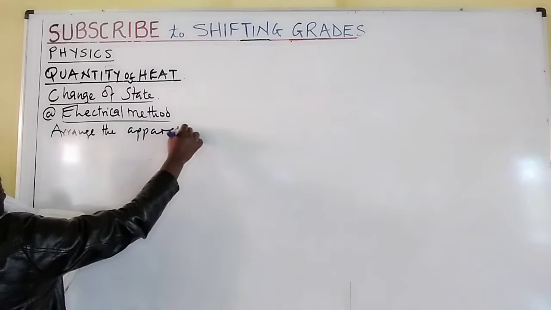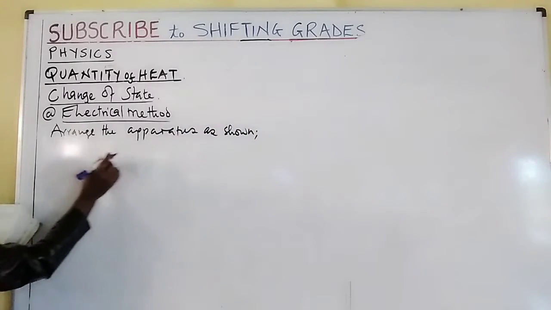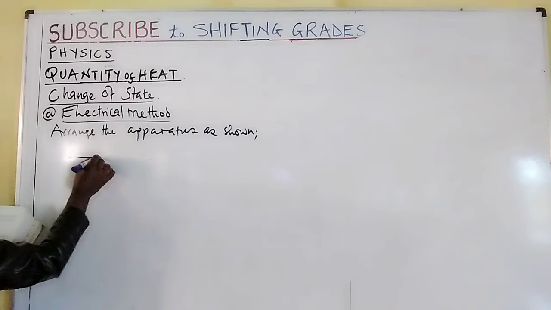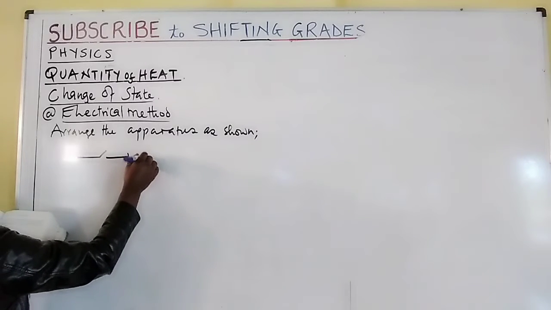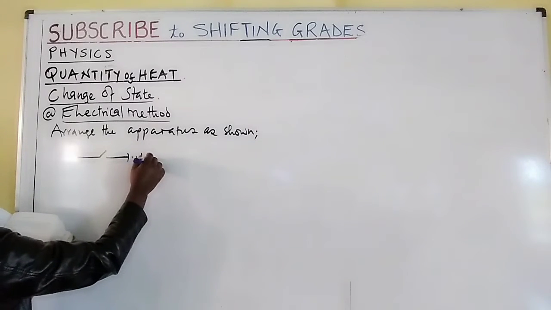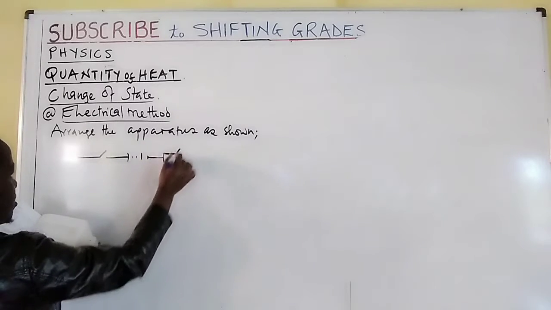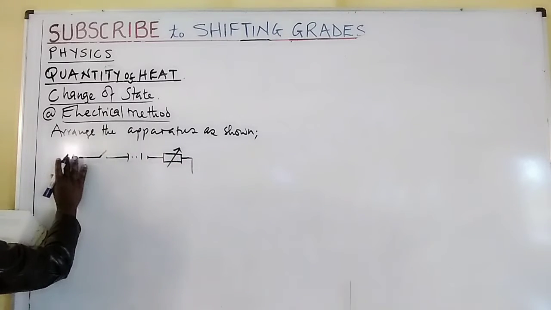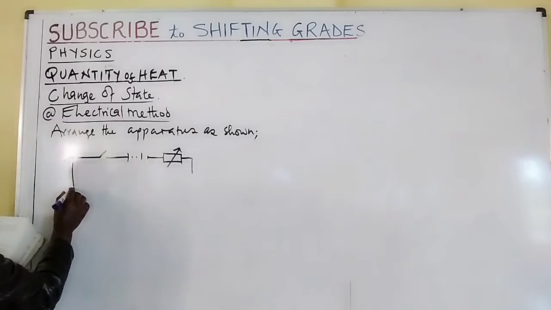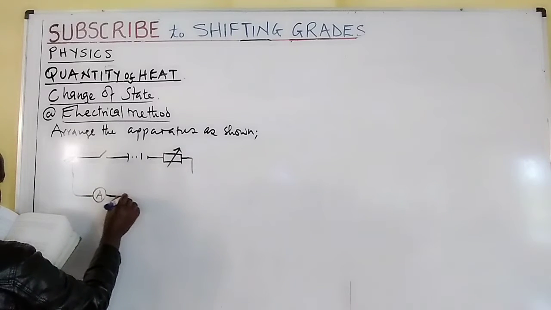Arrange the apparatus as shown. So the apparatus is here. There's a circuit for a source of power here. We have a rheostat here to control the current flow. Then we have this other part, an ammeter connected here.